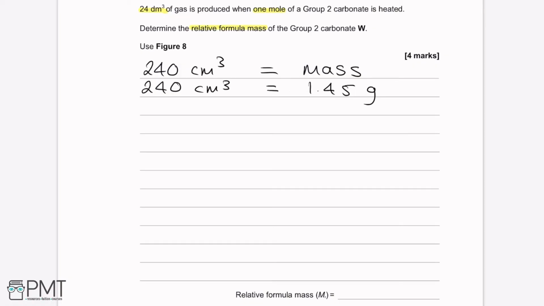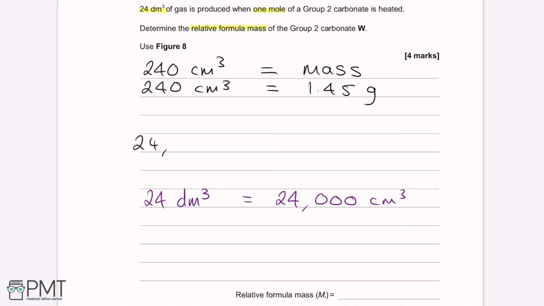Okay. We want 24 decimeters cubed. So let's now convert that into centimeters cubed. 24 decimeters cubed, when we convert into centimeters cubed, is going to give us 24,000 centimeters cubed. So now we know what 240 centimeters cubed is as a mass.